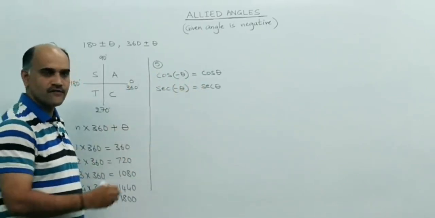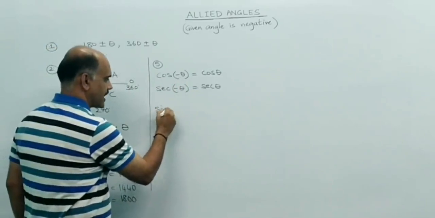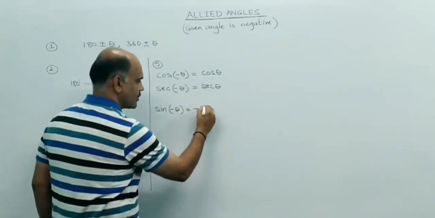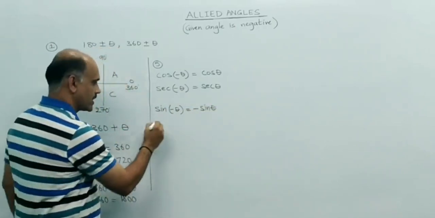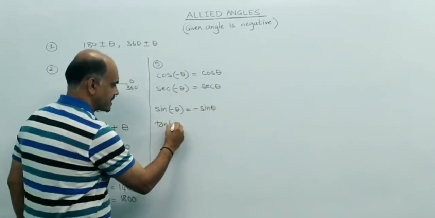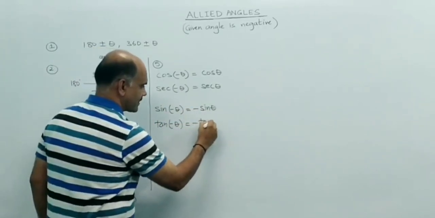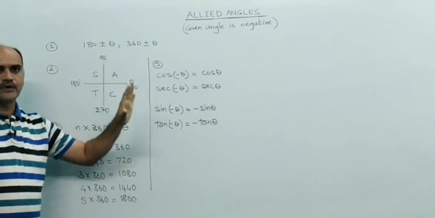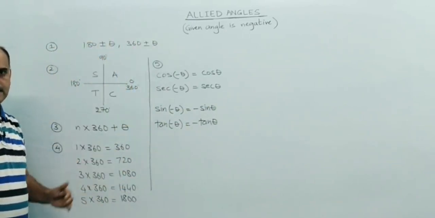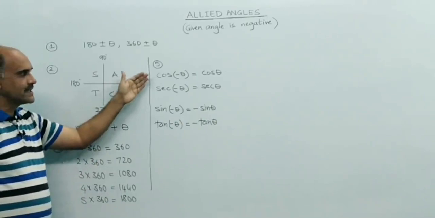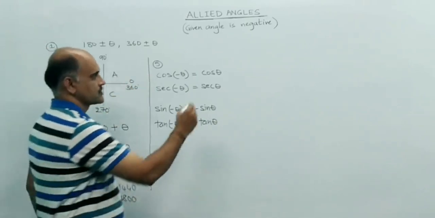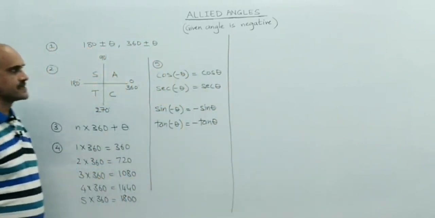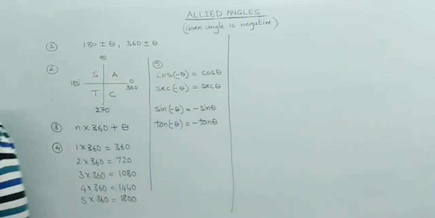And for all other functions, like sine of minus theta, this minus sign comes outside, you will have minus sine theta. If tan of minus theta is there, you will have minus tan theta. Similarly for the others. So these are the main 5 points in allied angles. Now I will take examples for this. We will see problems where the given angle is negative.